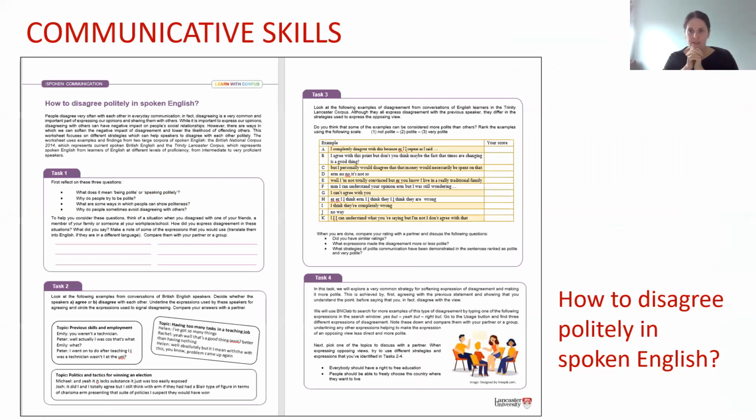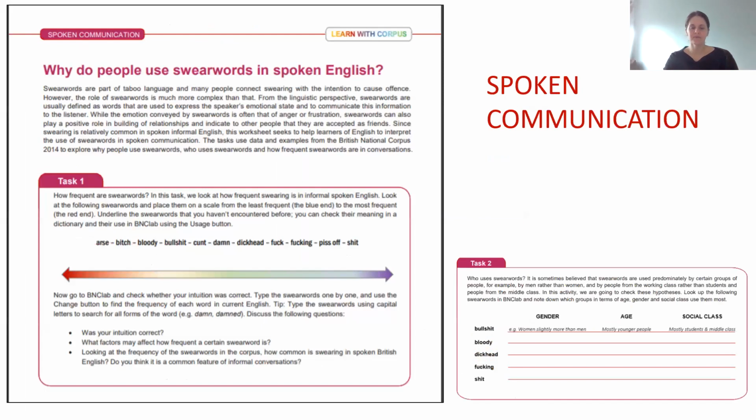Another category, another set of materials, focuses on developing students' communicative skills. So, for example, topics such as how to disagree politely in spoken English, and we look at different examples of disagreements that could be considered more direct or indirect, and again, students are discovering a pattern here and can also discuss what they perceive to be polite or impolite, how we achieve this in English, etc.